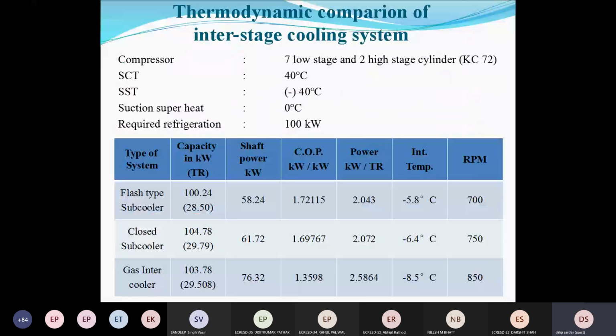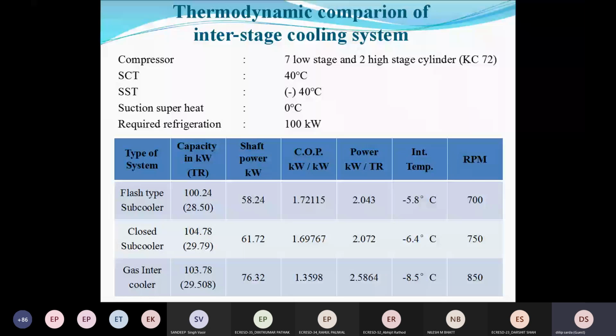Let me see now what is the efficiency, what is the COP available with a different system. I have taken an example, a real example from the published literature of the manufacturer. Here I consider the Kirloskar-Bek KC72 compressor. It is a 9-cylinder compressor having 7 low stage cylinders and 2 high stage cylinders.